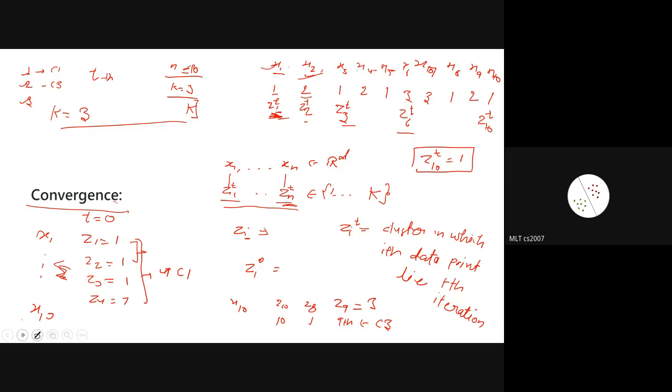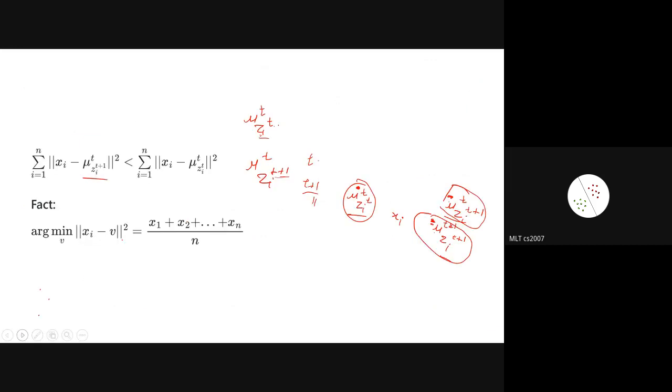Okay, so now we are going to the convergence part. For the convergence part, we have to show that the number of iterations, T, that we are denoting as the number of iterations in the Lloyd algorithm, is a finite number, right? If I've shown this, then I'm done. Convergence means that there's only a finite number of iterations to converge my algorithm, right?